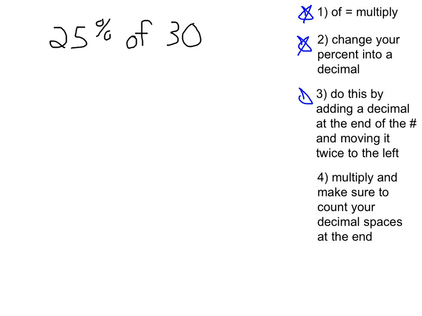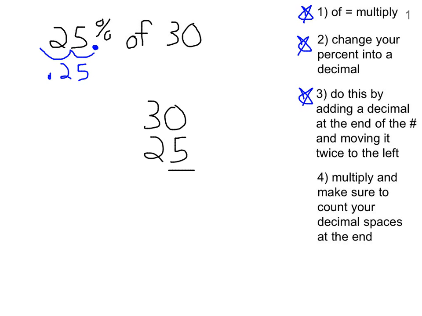Now to do that, we add a decimal at the end of our number and move it to the left twice. So this will become 0.25. Now all we have to do is multiply. So we'll do 30 times 0.25.